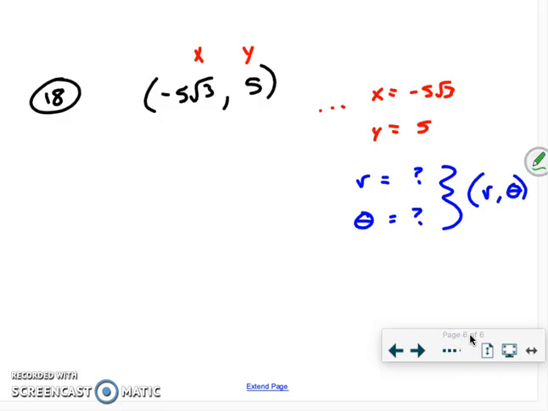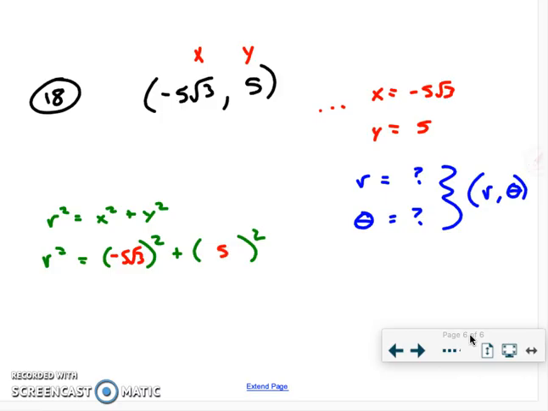We have these little conversions that are going to help us along the way. So the first conversion, if I'm trying to find r, we're going to use the fact that r squared is equal to x squared plus y squared. Just a whole bunch of substitution needs to occur here. Remember we said that x was -5√3 and y is 5. So to evaluate it, r squared is equal to, let's see, (-5√3) squared: -5 squared is 25, √3 squared is 3, and 25 times 3 is 75.